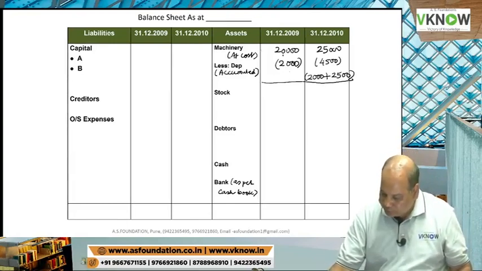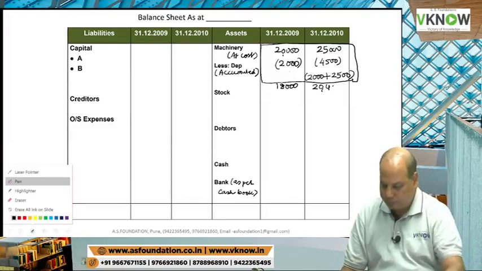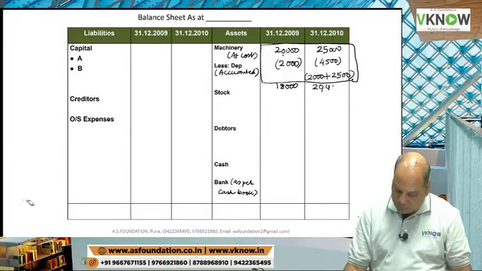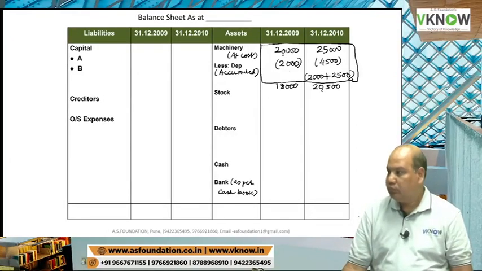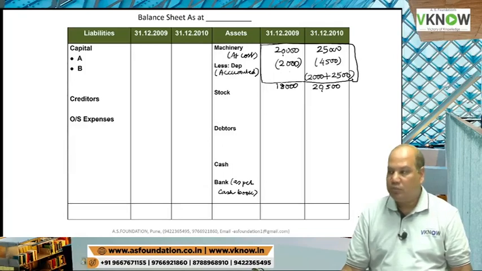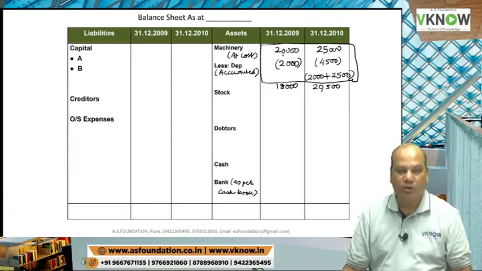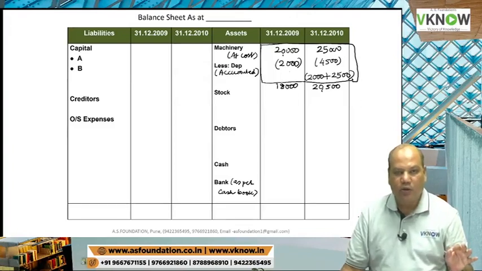So you draw one line here. The balance in machinery account will be 18,000 and 20,500. Otherwise, we'll have to prepare a machinery account, but that will take time. So just understand, in the balance sheet, depreciation charged is accumulated depreciation. Depreciation of year 1 is 2,000, year 2 is 2,500, total depreciation for both the years 4,500.